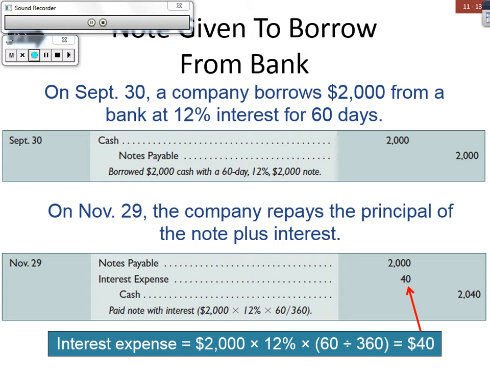60 days, right? Notes payable for $2,000, but it has earned interest, right? 2,000 times the 12% interest rate times 60 days, because that's how long the note was for, divided by 360 days out of the year. Interest expense of $40. The amount of cash that they had to pay back was $2,040.